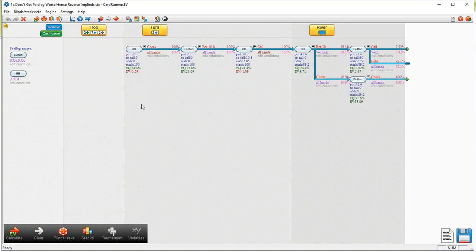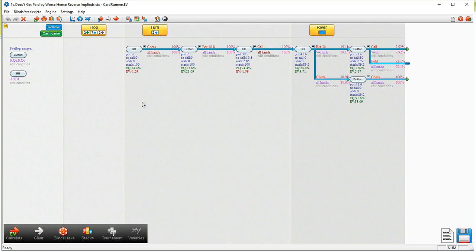We can see our EV has dropped to minus 1.09. So as a result of our reverse implieds here, it doesn't matter that we get the direct pot odds. Remember, we're getting roughly a break-even call here. So it's very easy to say, well, I have this many outs, I'm going to hit this amount of the time, I can call this break-even.